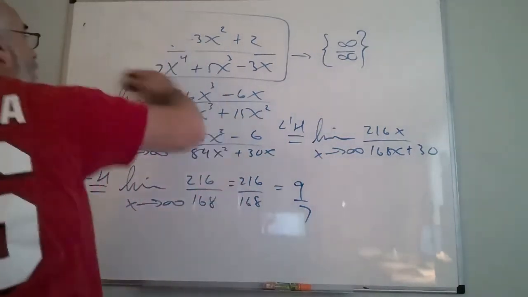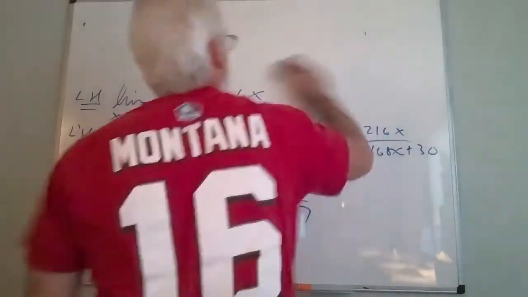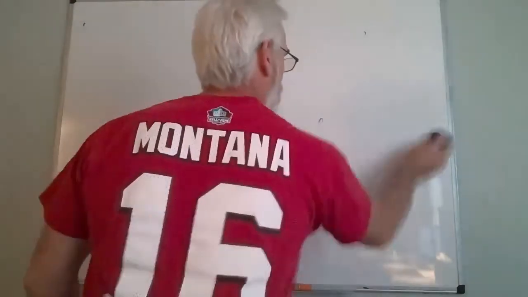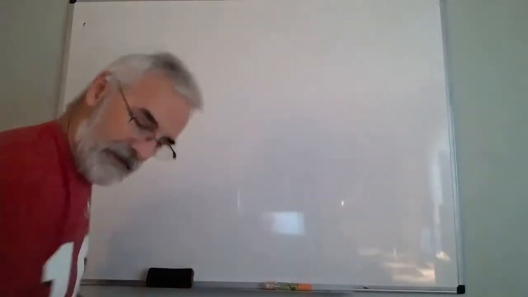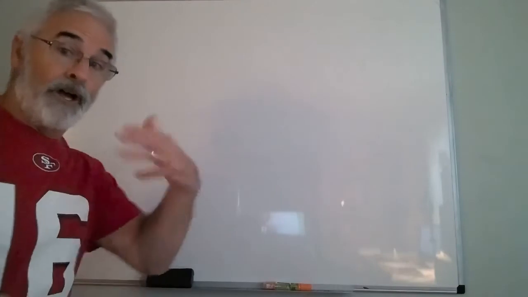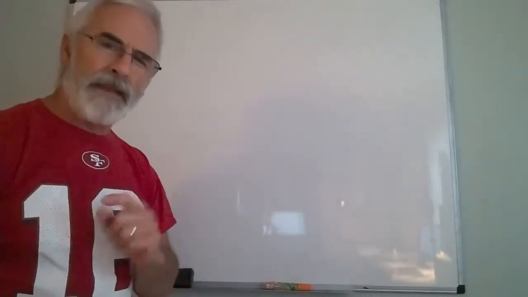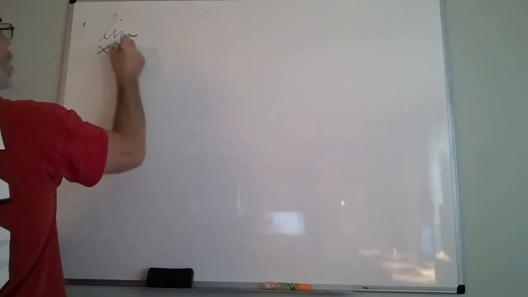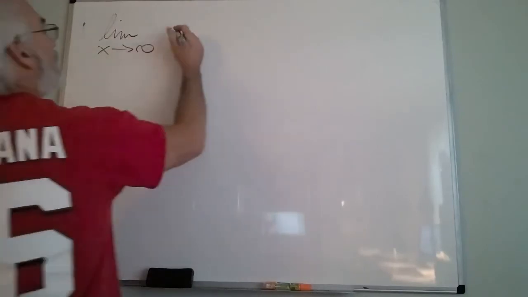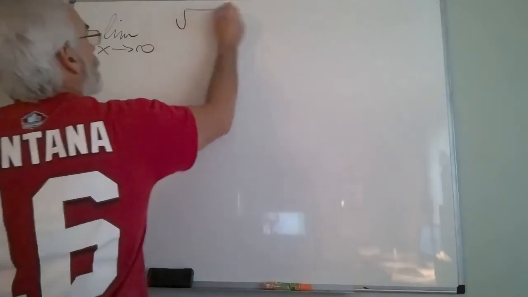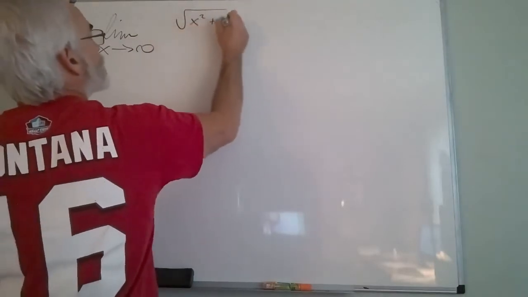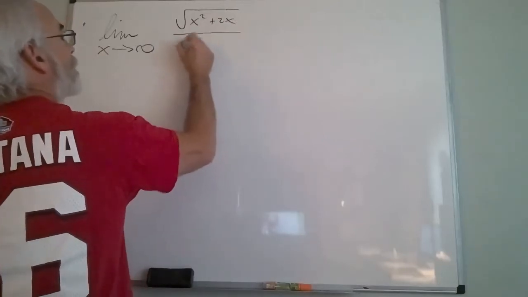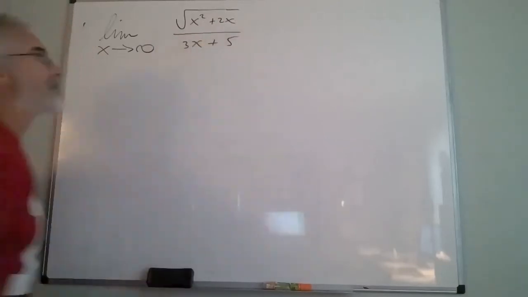Let's do another one. Again, I don't want it to be a complicated one. We'll keep it real simple. All right, because we're going to do lots of L'Hopital's rule, but I also want you to know when it may not be a good idea. I want the limit as x goes to infinity, let's say of x squared plus 2x, keep it simple. And on the bottom, how about 3x plus 5?